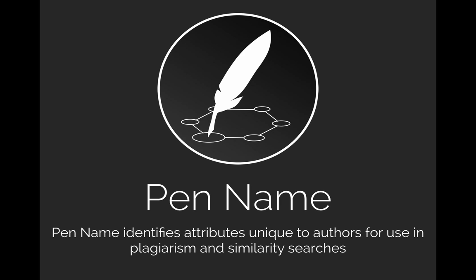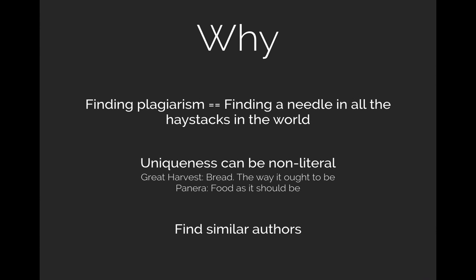PenName identifies attributes unique to authors for use in plagiarism and similarity searches. The reason this is necessary is that finding plagiarism is like finding a needle in all the haystacks in the world. You may have one document to check, and you want to check it against millions, perhaps even billions of other texts. The other thing is that uniqueness can be non-literal.